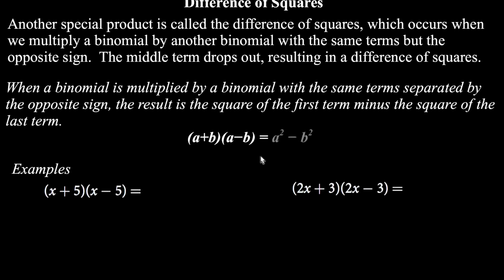Another special product is the difference of squares, and when we multiply the difference of squares, you just have to multiply the first terms together and the last terms together. The outside inside always drops out. So here's one. If we multiply the first terms, we get x squared. Multiply the last terms, we get minus 25. Over on the right-hand side, multiplying the first terms, we're going to get 4x squared. Last terms give us minus 9. So it's always a difference of two perfect squares.